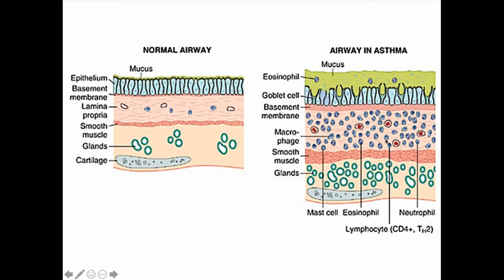A lot more macrophages in here are going to attract other lymphocytes and neutrophils, as well as eosinophils and mast cells to this area. And you can see there are many more glands in this area as well, so the thickness of the bronchial wall is tremendous, but there's also this mucus plug that's forming.